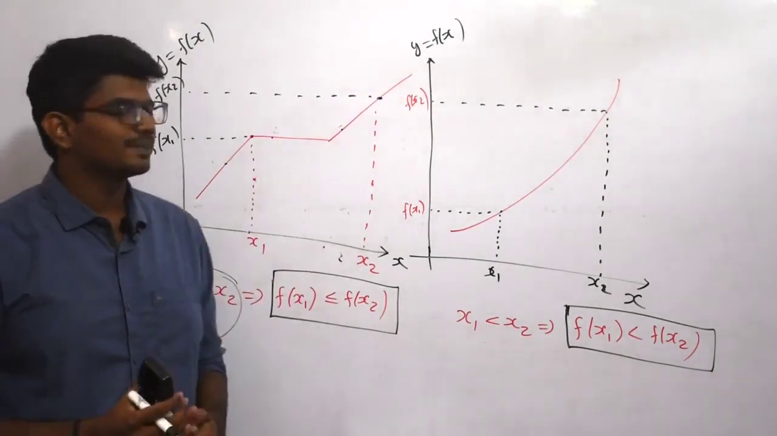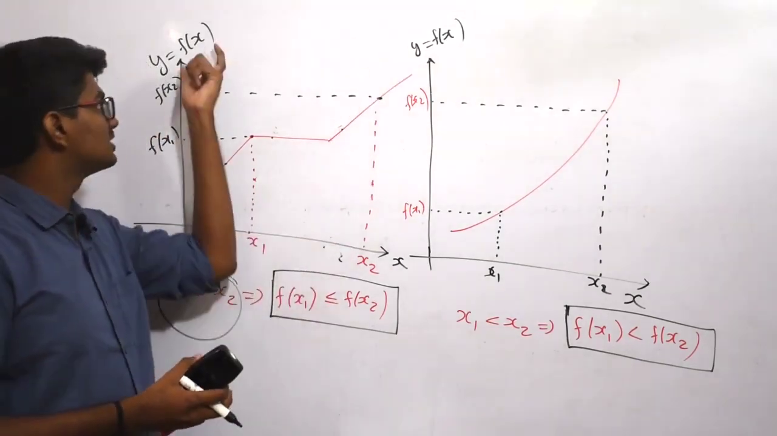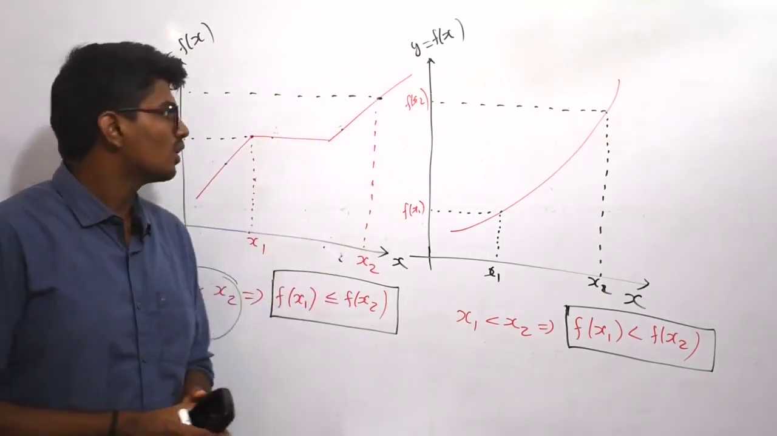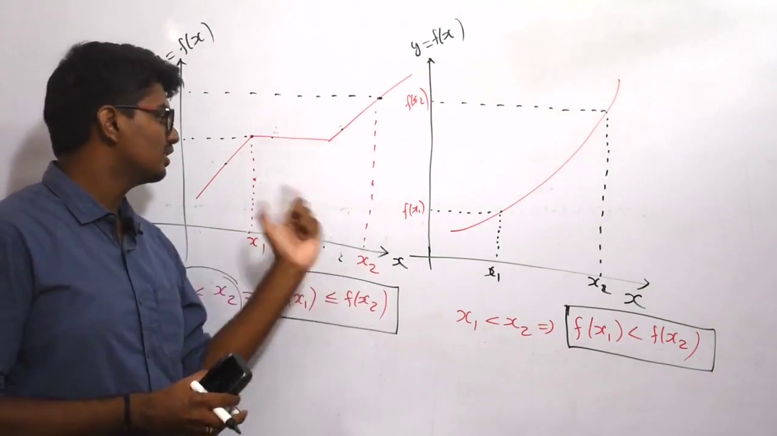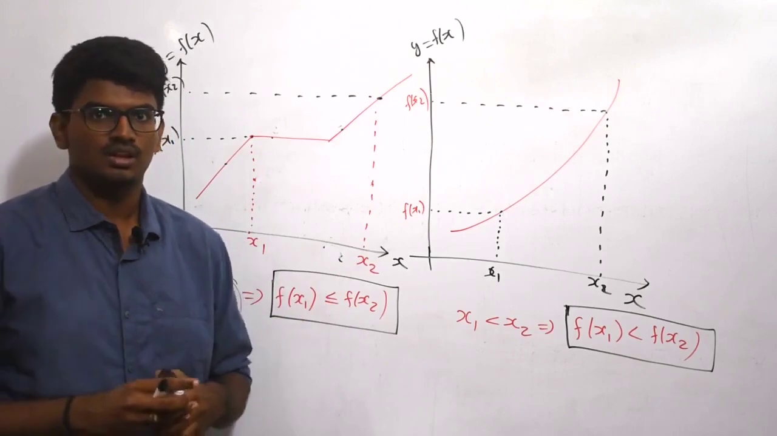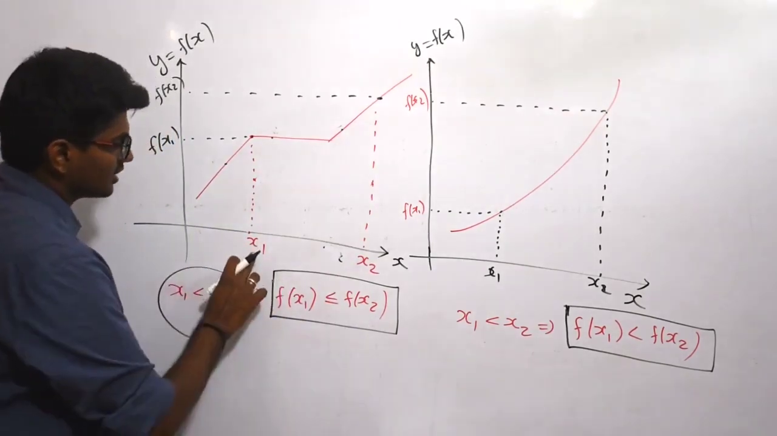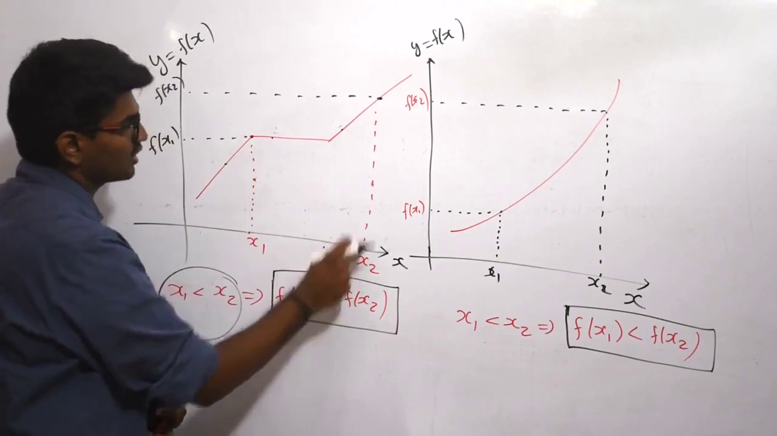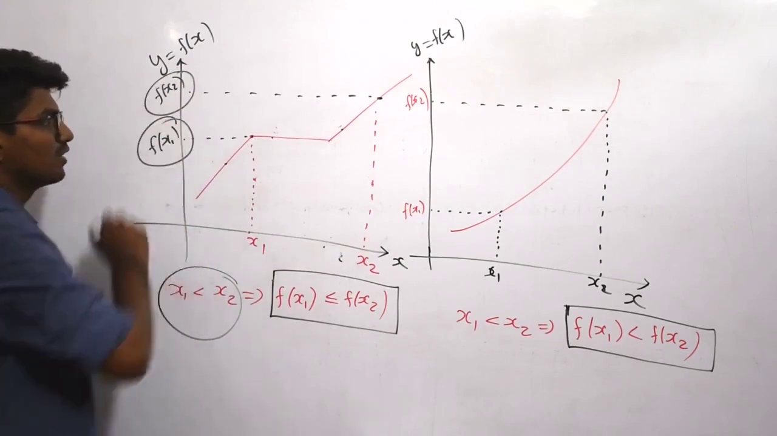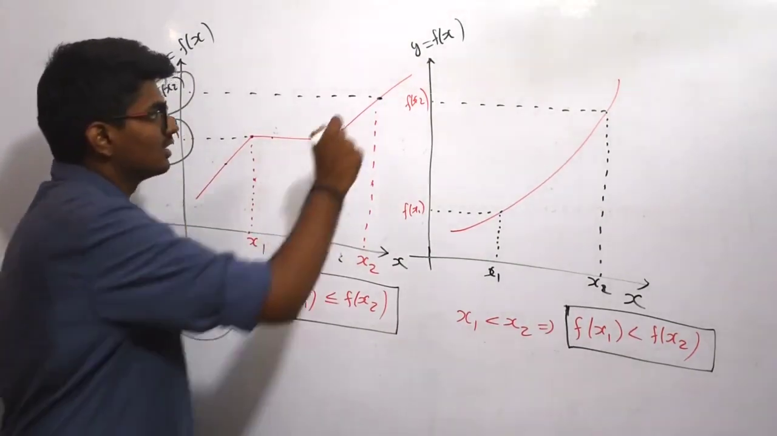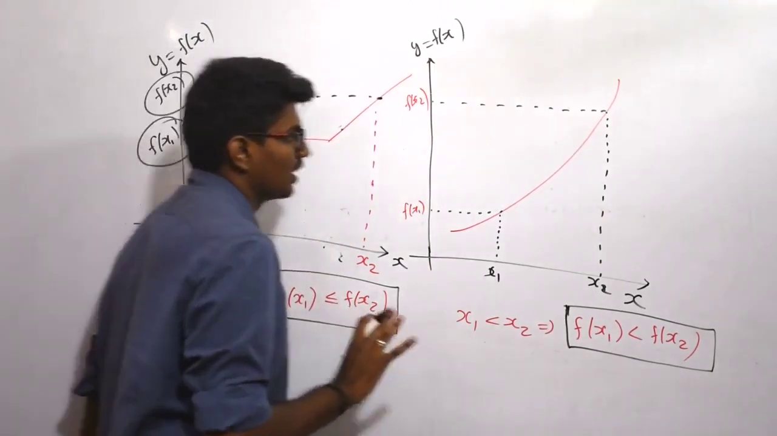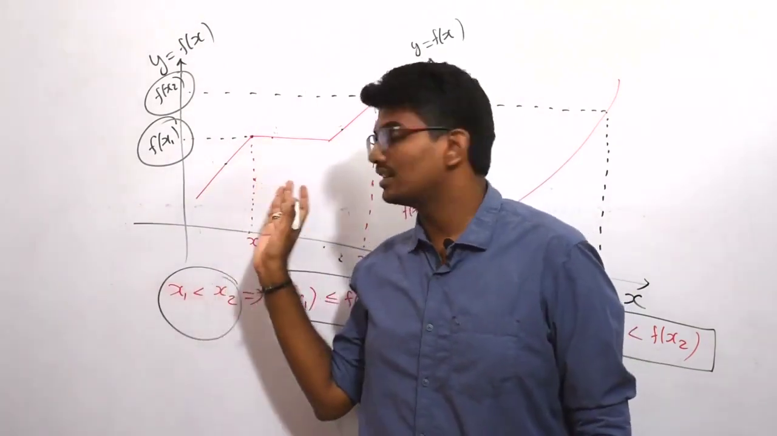The function f of x is represented as this curve, right? So I took a point x1, and I took a point x2 here. So we know that x1 is less than x2. Simple. And what about the functions of those? The function at x1 is f of x1. The function at x2 is f of x2. And from the graph it is very clear that f of x2 is greater than f of x1. But is that right every time?